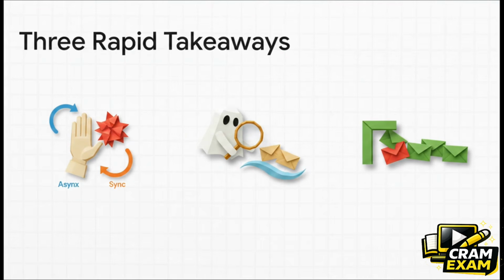Let's lock this down with 3 rapid takeaways for this explainer. Number 1, synchronous invocations force the client application to handle errors, while asynchronous invocations are automatically retried by Lambda twice. Number 2, event source mappings use a pull model where Lambda actively pulls your streams and queues to process data in batches. And number 3, you absolutely must handle partial batch failures in your code when using event source mappings to prevent those infinite retry loops and duplicate processing.